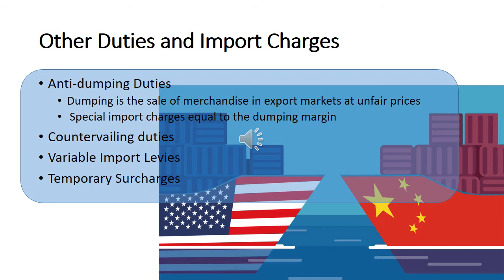Other duties and import charges. Anti-dumping duties are almost invariably applied to products that are also manufactured or grown in the importing country. And countervailing duties are additional duties levied to offset subsidies granted in the exporting country. And variable import levies apply to certain categories of imported agricultural products. If the price of an imported product would undercut the domestic product, the effect of these levies will be to raise the price of the imported product to the domestic price level. And temporary surcharges have been introduced from time to time by certain countries, such as the UK and the USA, to provide additional protection for local industry, in particular in response to balance of payments deficits.